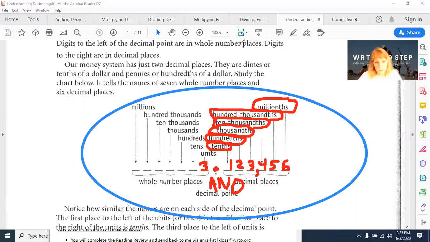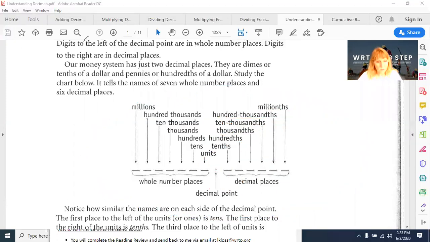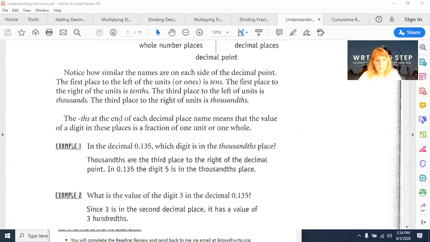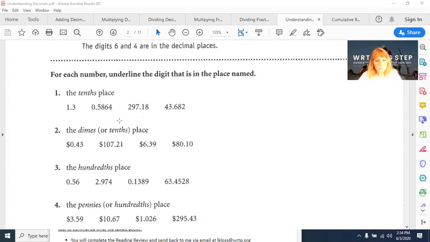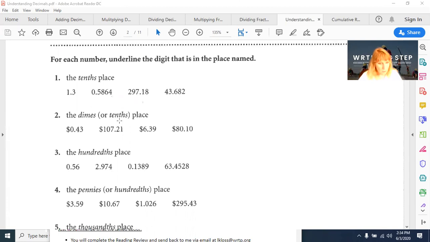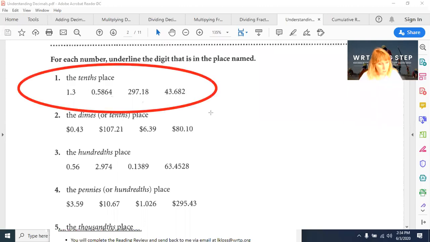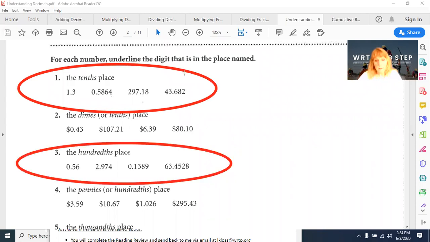I'm going to clear these. And we're going to scroll down now to page 63. Let's look at the first row. It says for each number, underline the digit that is in the place named. So I'm going to circle this. We're going to do this one. And I'd like to do this one here. So let's take a look at those. If you have your packet with you, you can get it out and do these together.